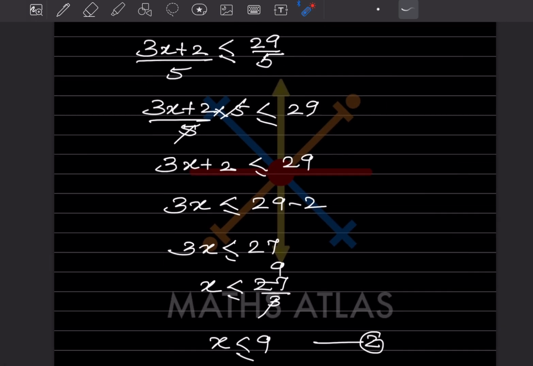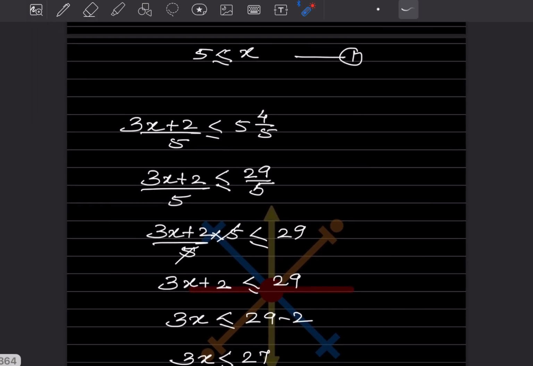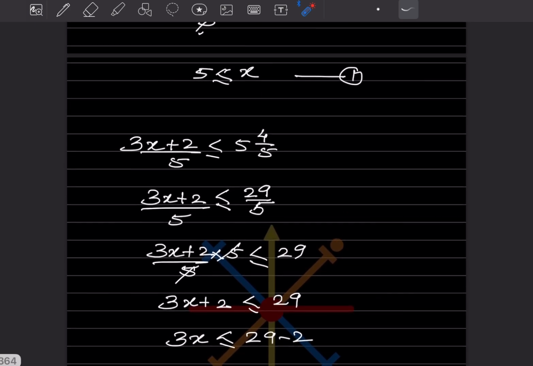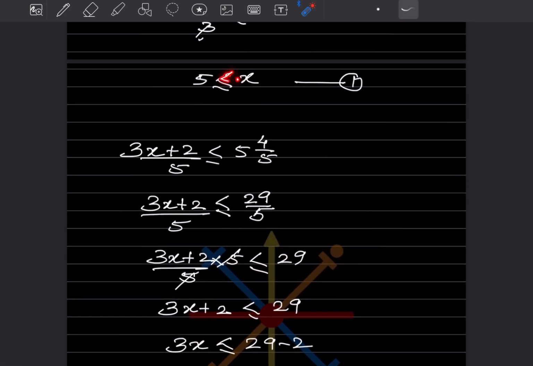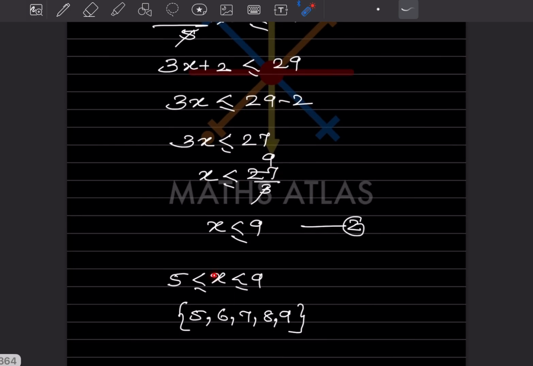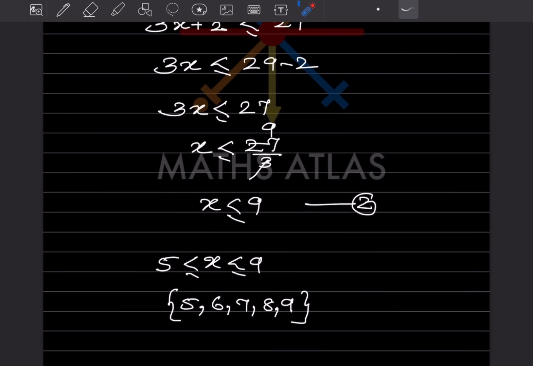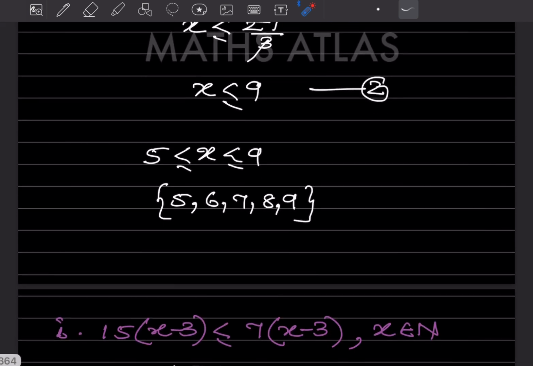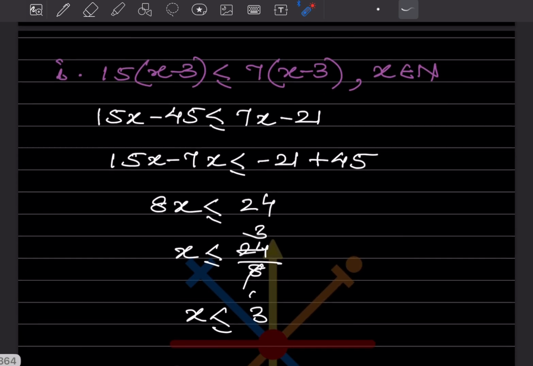When we take both these numbers together, what we see here, first let us consider this one: x is less than or equal to 9. So let us write it here. And here x is greater than or equal to 5. So 5 should be here. Now this also is equal and this also is equal, means 5 also should be included and 9 also should be included, 5 and 9, and then the middle numbers. So this is the solution set for that one. So now let us see the next one.